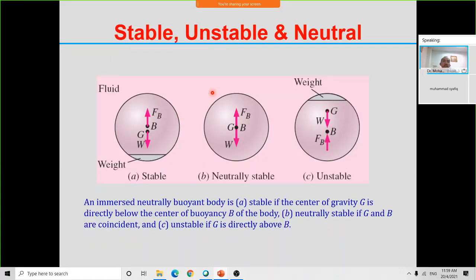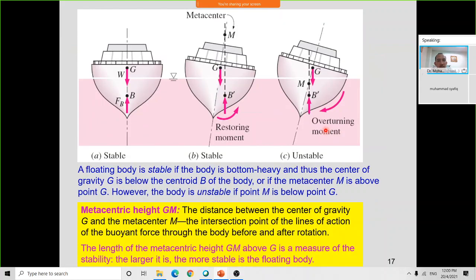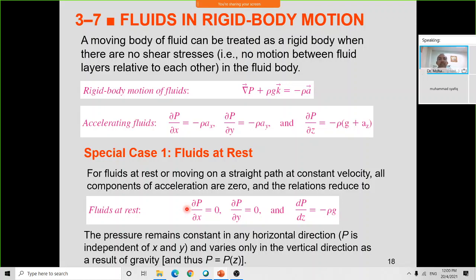Okay, I think this figure tells you a lot. In case the center of buoyancy force is above the center of gravity, the object will be stable. If it is at the same point, it is neutrally stable. But for unstable, the centroid of the buoyancy is lower than the centroid of the gravity. So you have calculated this in your experiment. If you want to further understand this topic, you need to search for how to calculate the GM and everything.